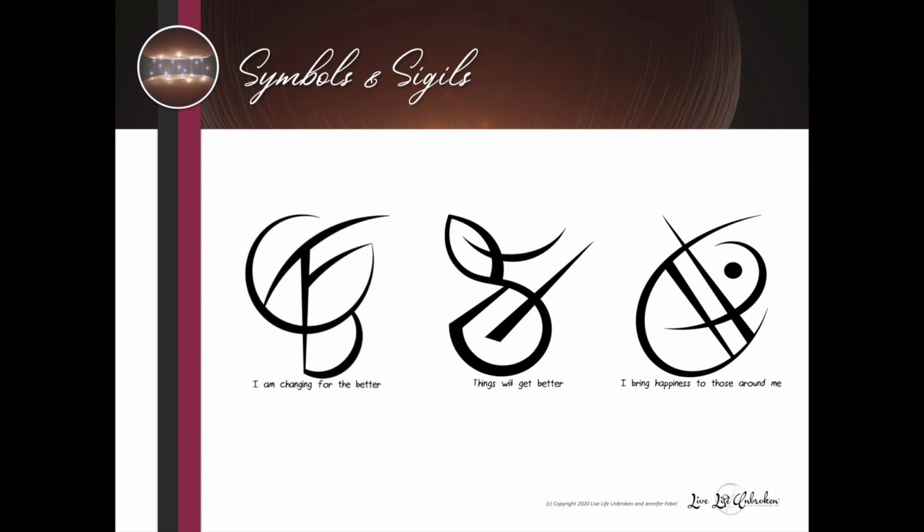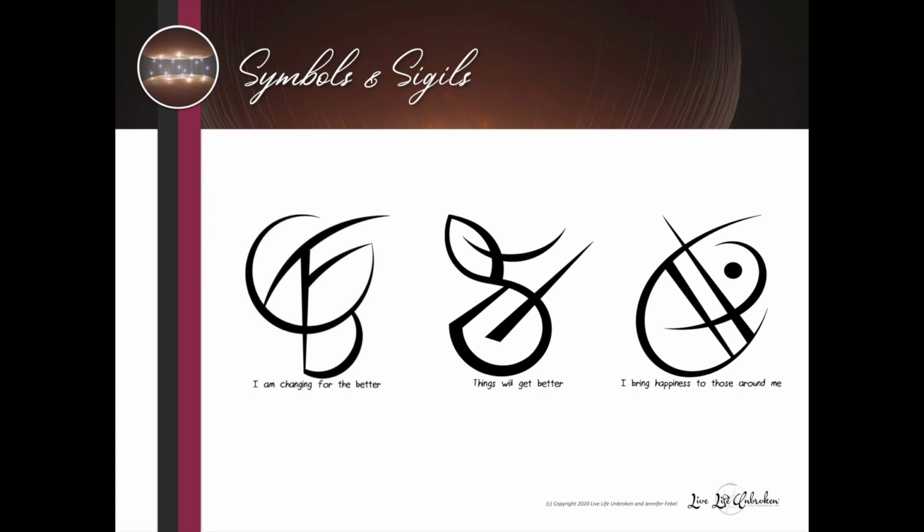One because it's super creative, and one because it's super cool. Once you have your unique string of consonants, you can either take them and design them into a little graphic. You can see here that these are the graphic symbols for "I'm changing for the better," "things will get better," "I will bring happiness to those around me." And if you look carefully within these little pictures, you can actually see how the letters are outlined.